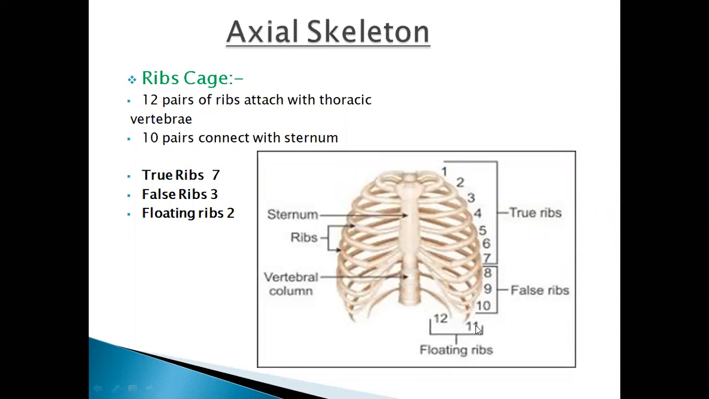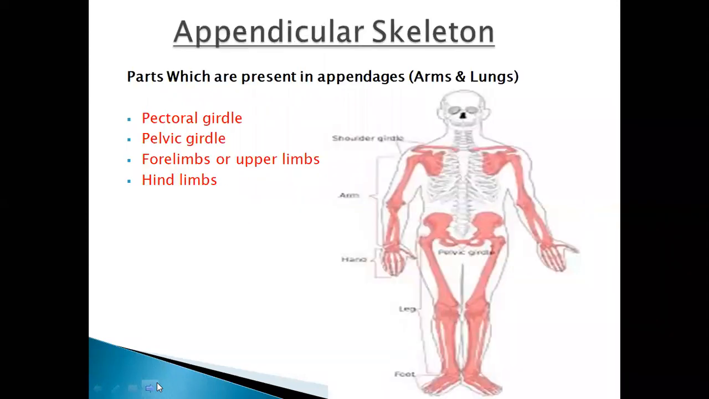Next to them are the floating ribs, which are the 11th and 12th. They are also not attached with the sternum. That's why they are known as the floating ribs, because they are present at the end point. So here, the rib cage ends. Do you have any confusion here in the rib cage of the axial skeleton? Yes, class? No, ma'am. Okay.